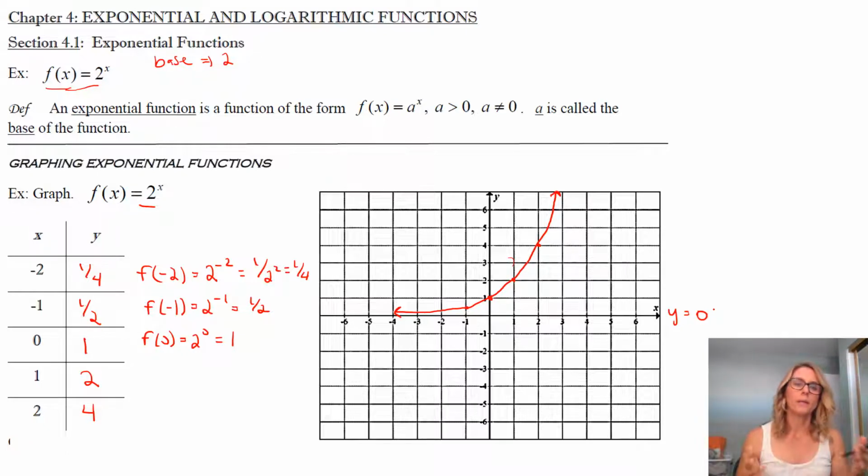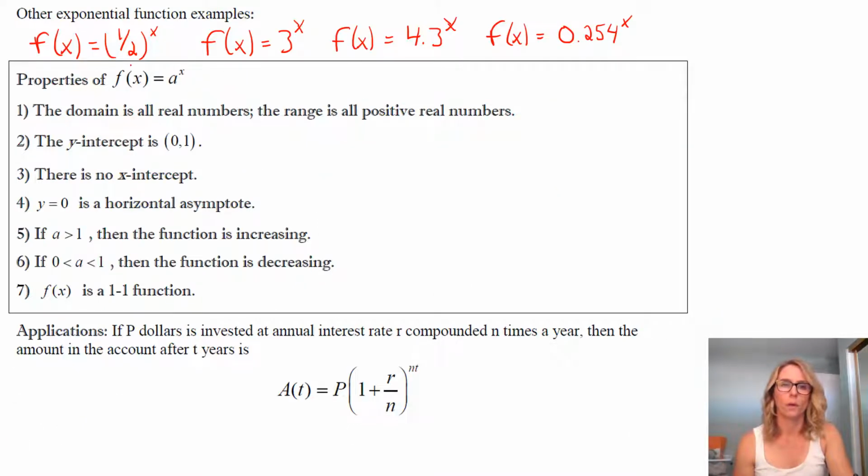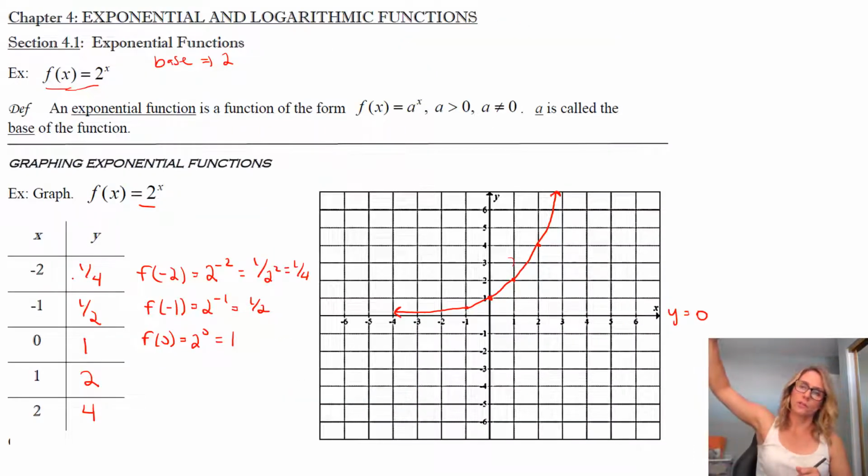Now, if you had instead a being between 0 and 1, so something like this example of 1/2 to the x, what's going to happen is it's going to flip. So if a is between 0 and 1, so this is case number 6 here, the function's going to be decreasing. So it's actually going to start high and then go low.